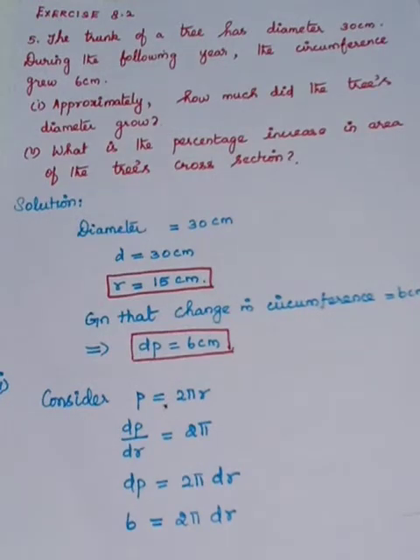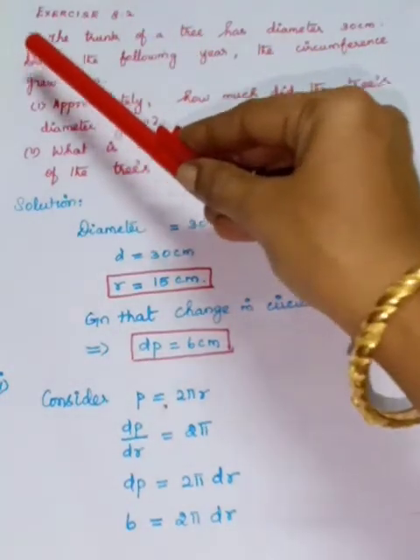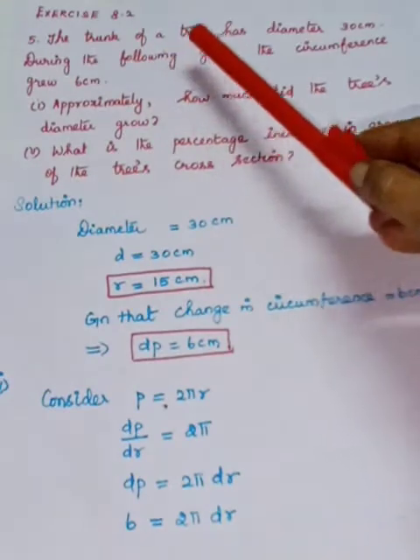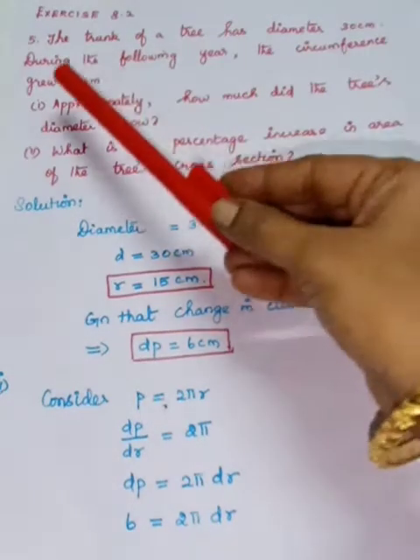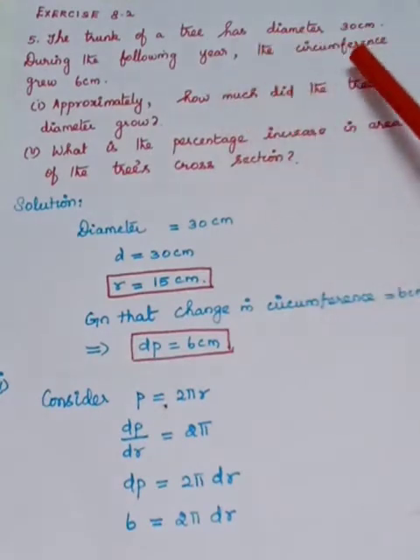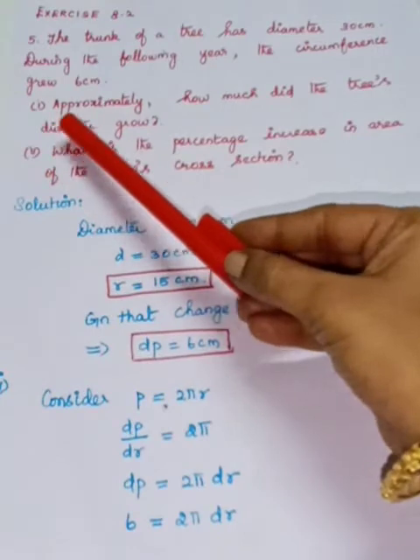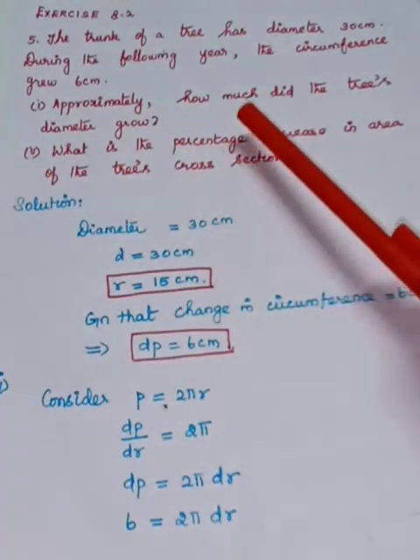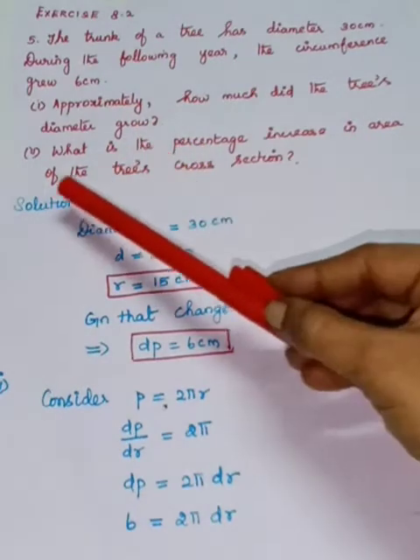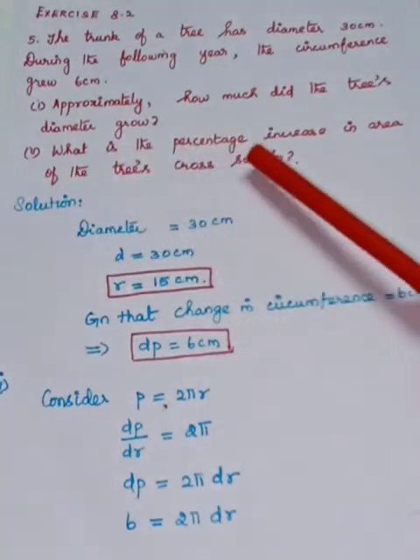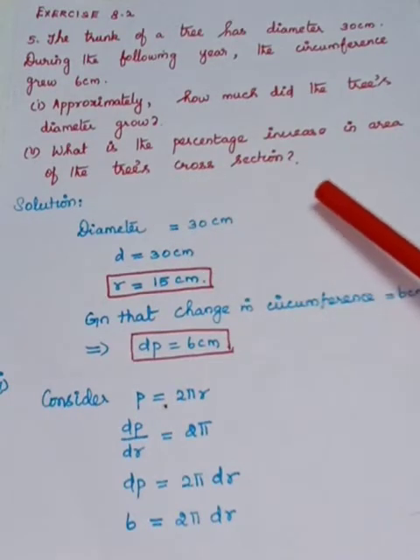Good morning, students. Exercise 8.2, problem number 5. The trunk of a tree has diameter 30 centimeters. During the following year, the circumference grew 6 centimeters. First, approximately how much did the tree's diameter grow? And the second subdivision, what is the percentage increase in area of the tree's cross section?